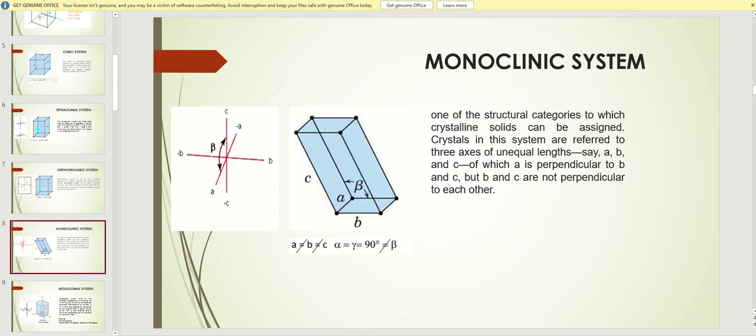Monoclinic system is a crystal system that refers to 3 axes of unequal length, A, B, and C, where B and C are not perpendicular to each other. So A, B, and C are not equal in length, but their angles alpha and gamma are equal to 90 degrees, while beta is not equal to 90 degrees.